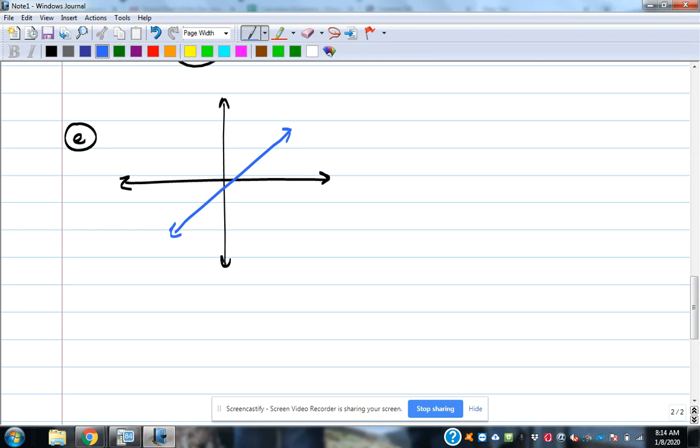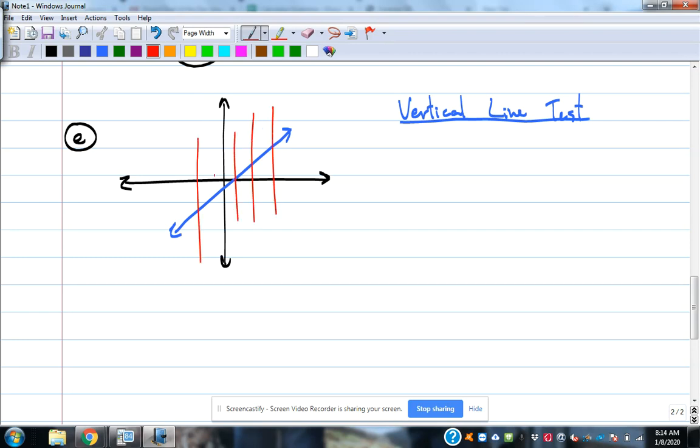So does anybody remember a test for functions and graphs? Vertical line test. That is what we use for a graph, the vertical line test. What are the rules for the vertical line test? All right, so how many times can it touch it and pass? Once. So anywhere you put a vertical line, it can only touch in one spot each time you lay it down. If it touches more than once, then it fails and it's not a function. So this one passes. It passes the vertical line test, so it is a function.